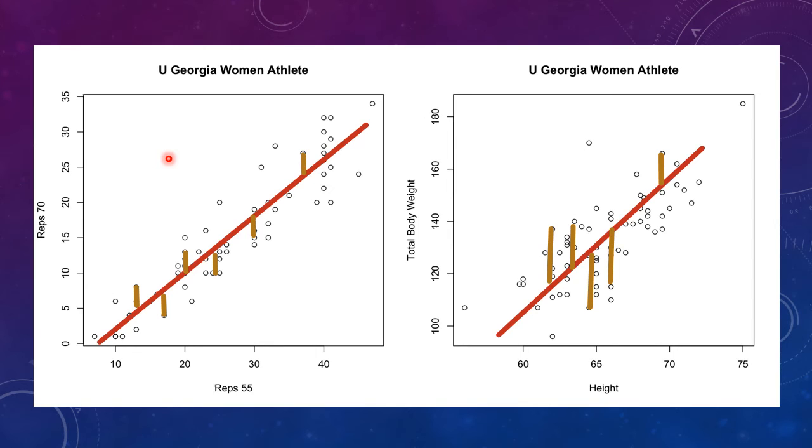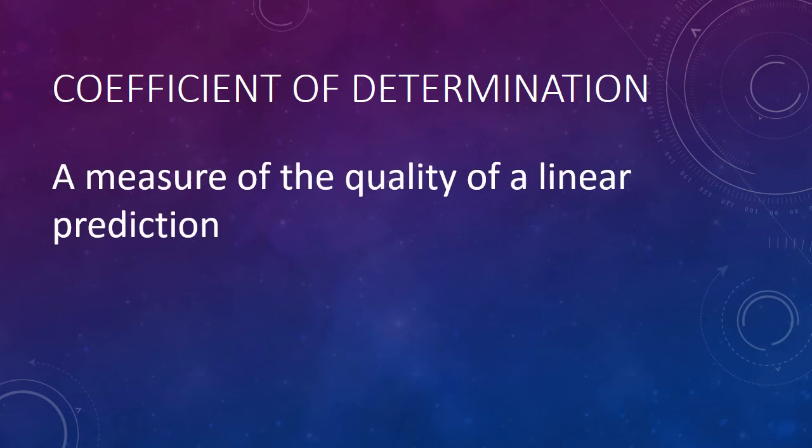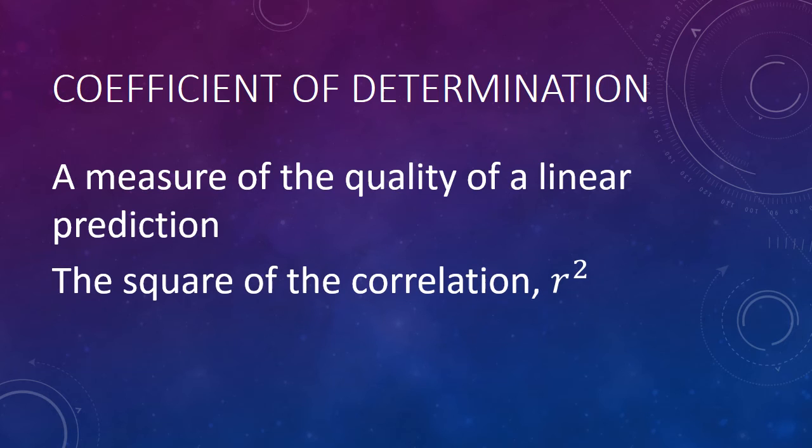Recall that we could measure the strength of a linear association with a correlation. The correlation for the graph on the left was 0.94, and the correlation on the right was 0.74. The graph on the left shows a stronger association than the graph on the right. Since variables with higher correlations, or that is to say stronger associations, give better predictions, we can create a measure of the quality of a linear prediction based on the correlation. This is called the coefficient of determination, a measure of the quality of a linear prediction. It's computed as the square of the correlation.